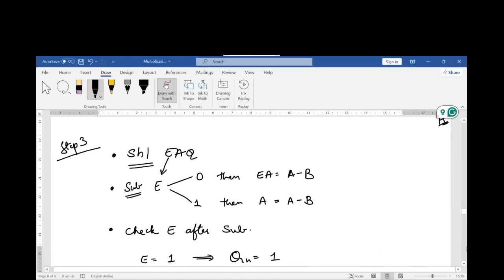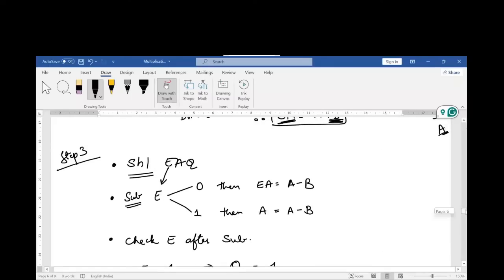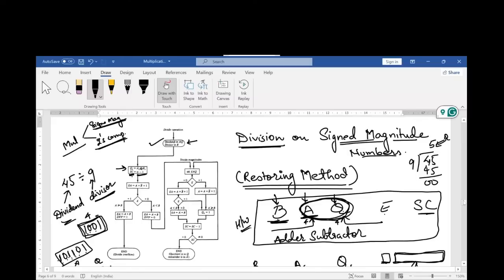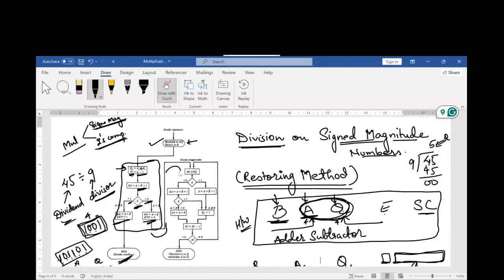So overflow is checked. If overflow is there, don't move ahead. Let me go back to the flowchart here, then we'll see it through an example and it will be more clear. This left-hand side of our entire flowchart is for checking whether there is an overflow or not. Check the value of E after subtraction. If it is 1, there is an overflow, DVF is 1 and stop. And if E is 0, then we restore the value, A plus B, and set DVF to 0. After that, move ahead to the right part of the flowchart.